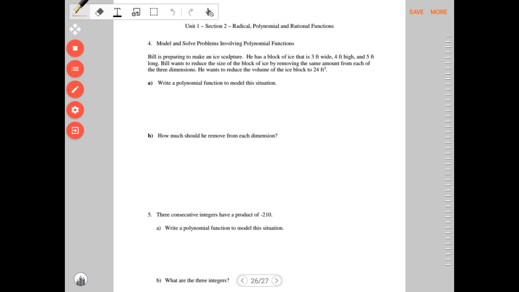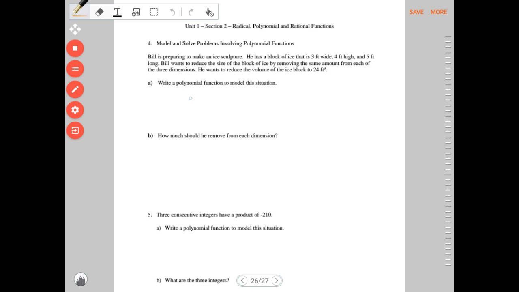Okay, one last one, and then we are done this chapter. That's exciting. Okay, so model and solve problems involving polynomial functions. Bill is preparing to make an ice sculpture. He has a block of ice that is 3 feet wide, 4 feet high, and 5 feet long. Bill wants to reduce the size of the block by removing the same amount from each of the 3 dimensions. He wants to reduce the volume of the ice block to 24 cubic feet. Write a polynomial function to model this situation.